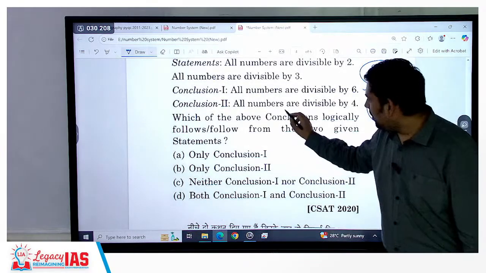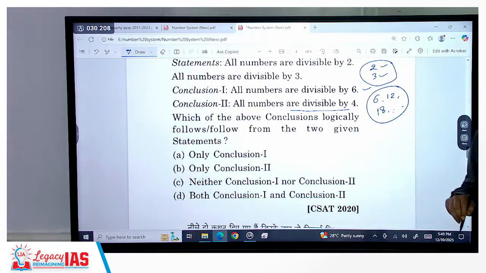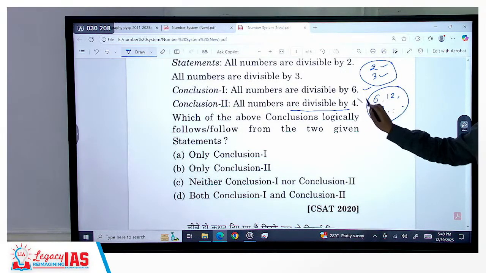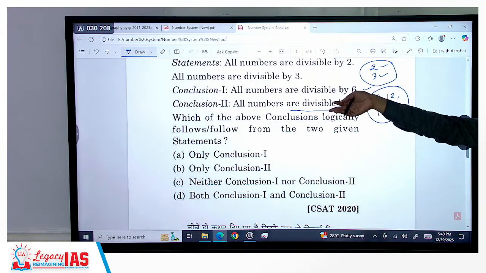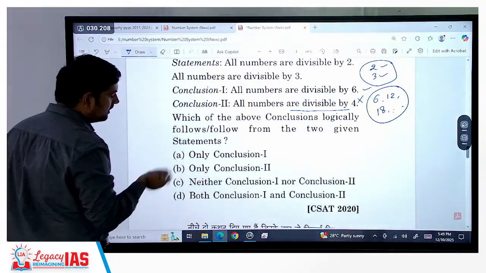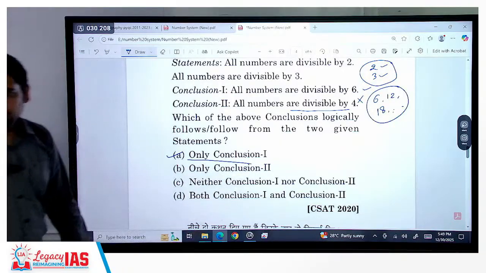Then next is all numbers are divisible by 4. Is 18 divisible by 4? Is 6 divisible by 4? No. 4 has a completely different way of finding out divisibility. So the second conclusion is wrong. First is correct. Only conclusion 1 is true.